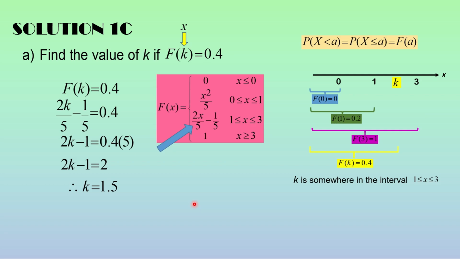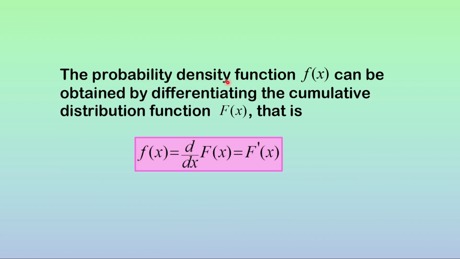Extra question for you. Find the value of k if F of k is equals to 0.5 and F of k is equals to 0.1. The probability density function can be obtained by differentiating the cumulative distribution function, that is, probability density function is equals to the derivative of the cumulative distribution function.